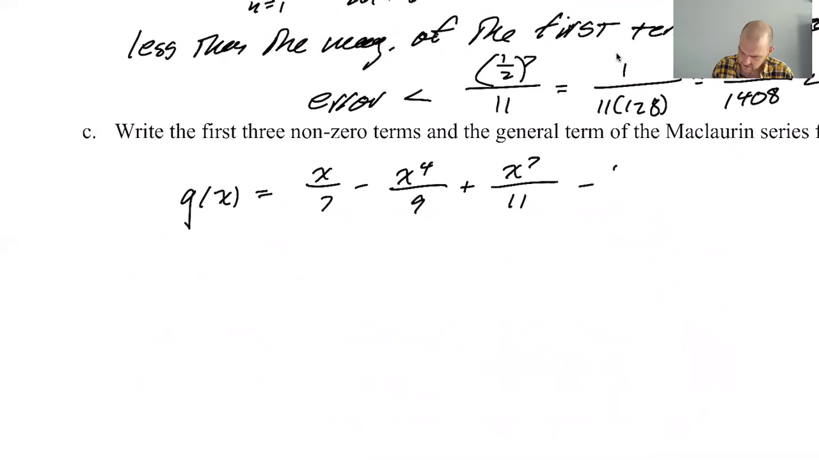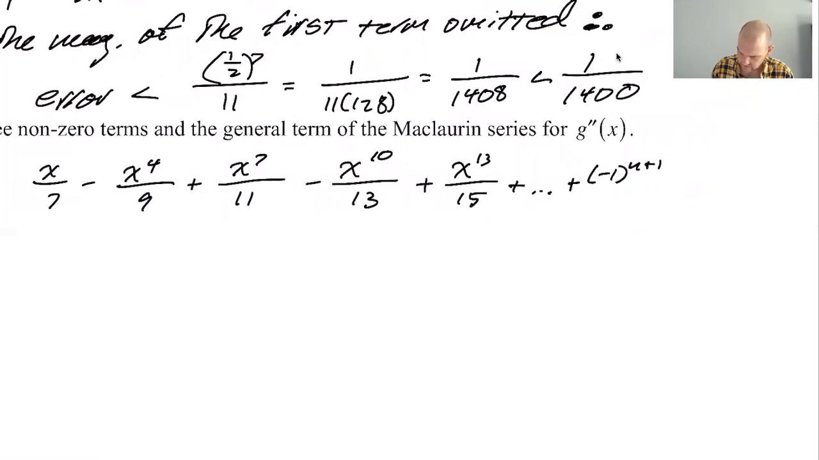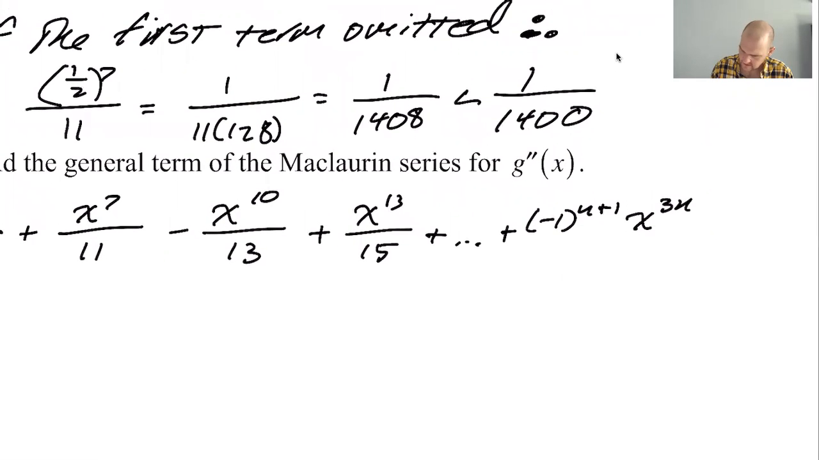I've got to keep going so that I have enough terms that when I take the derivative a couple times, it's going to work. X to the 13th over 15 and plus dot dot dot plus (-1)^(n+1), because we've got to take the derivative a bunch of times, x to the 3n, I don't remember, 3n minus 2 over 2n plus 5 plus dot dot dot.